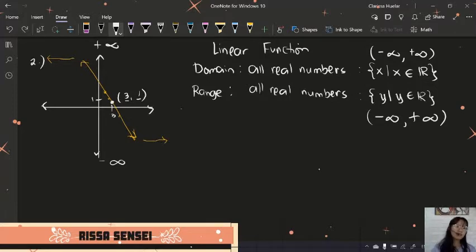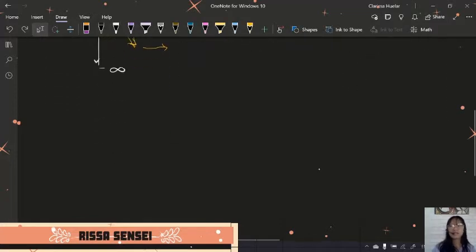Then, gumagamit din tayo in roster form, set builder form. Ito. So, set builder form. So, set of all values of x such that x is any element of real number. Okay? So, pinakamadaling hanapan ng domain and range ay yung linear function. Kasi parehas na real numbers lang.